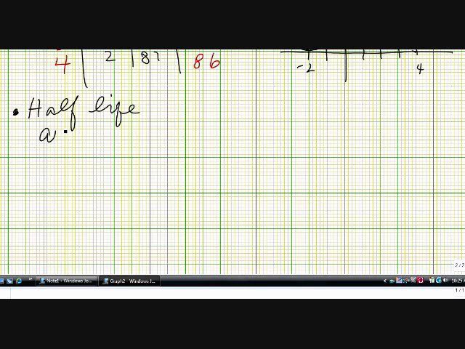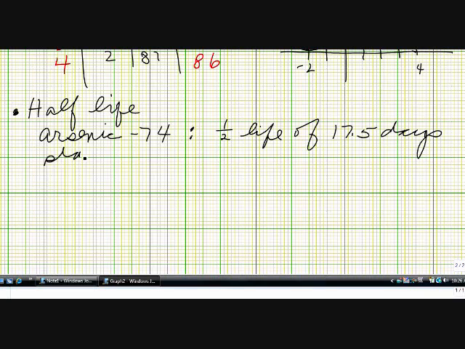We have arsenic-74. I don't know what 74 is. And it supposedly has a half-life of 17.5 days. So we're going to start off with 50 grams of arsenic-74. Write a function.